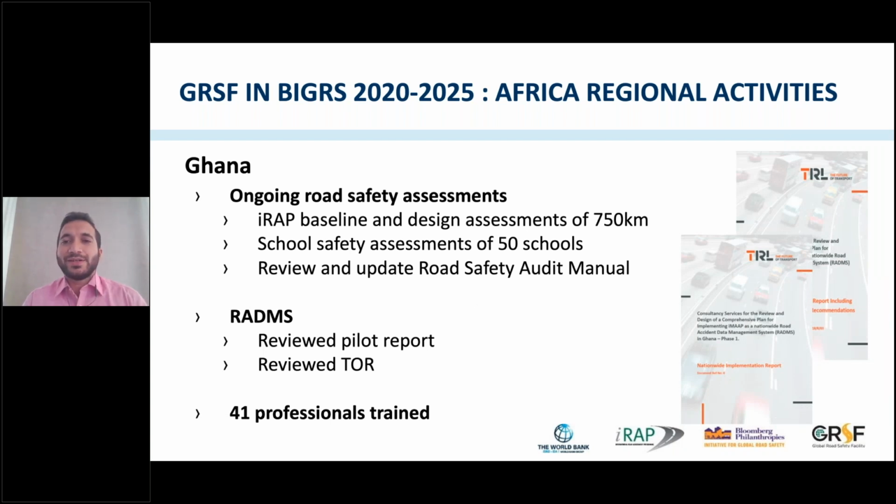In Ghana, we just started the road safety assessments under one of the World Bank financed projects. We have a 750-kilometer iRAP baseline and design assessment. We also plan to do school safety assessment for 50 schools, and we will review and update the road safety audit manual. Under the World Bank financed project, we have a road accident database management system that will deal with nationwide crash database management, and GRSF supported by reviewing the pilot report and reviewing the terms of reference prepared to hire the consultant. So far, 41 professionals have been trained via the Bloomberg program.